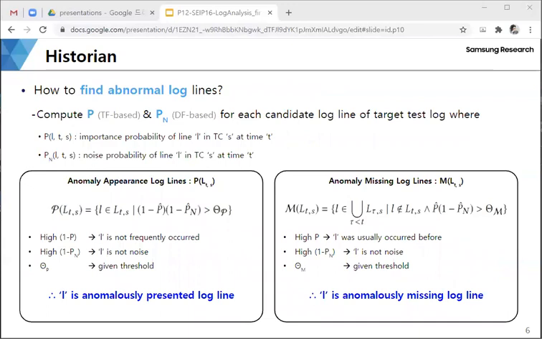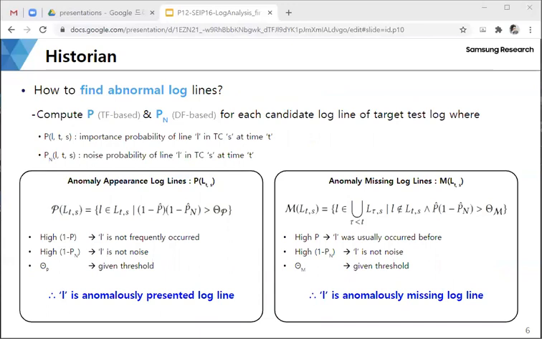Using these concepts, Historian finds abnormal log lines for a given target log. More specifically, let P be the important probability of line L and Pn be the noise probability of line L for a given TC at T. We find anomalously appearing and missing log lines by using these formulas.